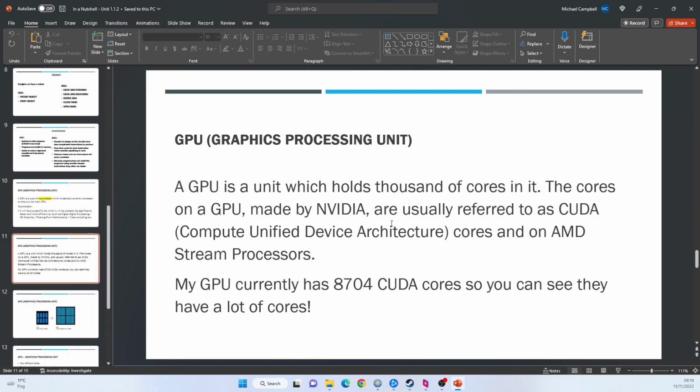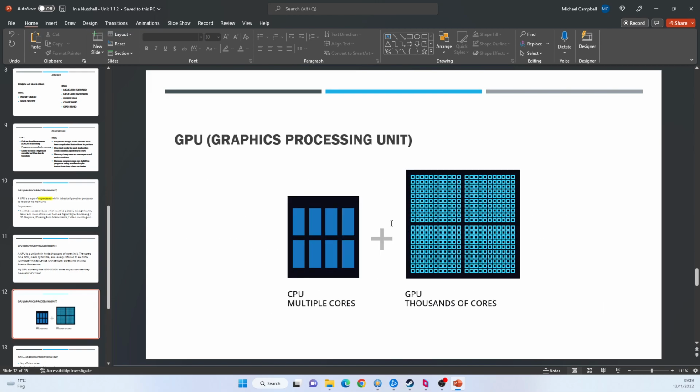My GPU currently has 8,704, but this might be dated. It's from 2022. So you can see they have a lot of cores, right? 8,700 cores, much more than, say, a 12-core CPU. So that's a sort of visual example, but even that is limited. How many have we got? 2, 4, 6, 8, 10, 11. That's 22. So that's obviously nowhere near the actual number. That's only got about 500 squares in it, and obviously 8,000 is the sort of modern number.